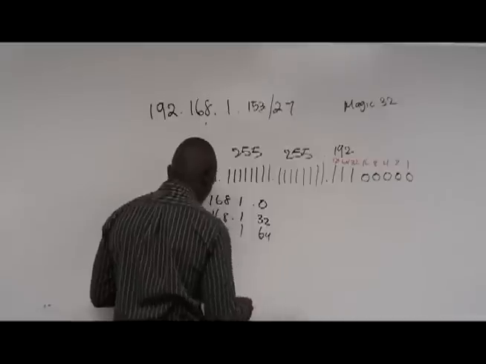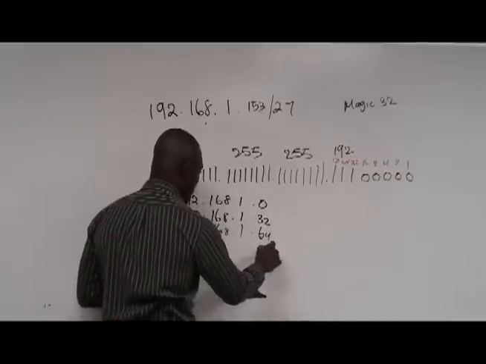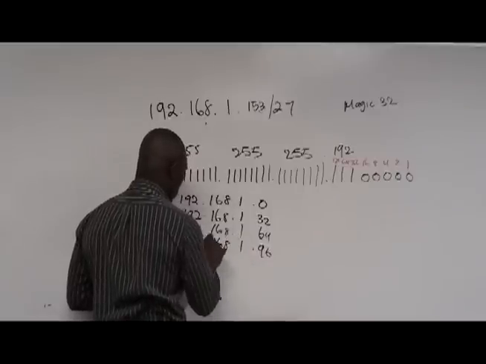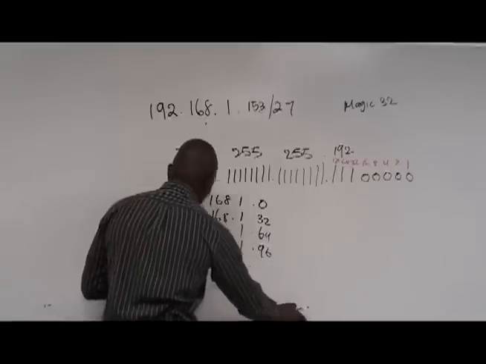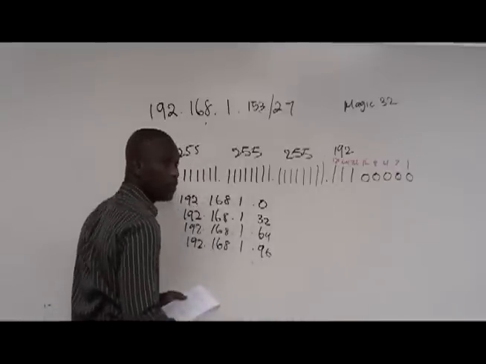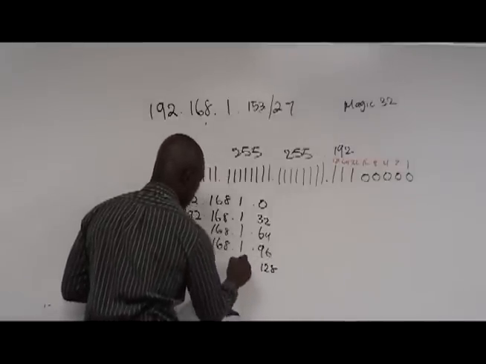What's the next number? 96? Come on, say it out loud. 96. What's the next number? It goes up by 32. What's the next number? 128. What's the next number?